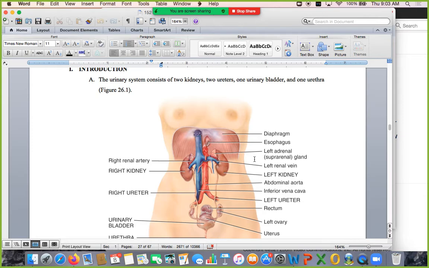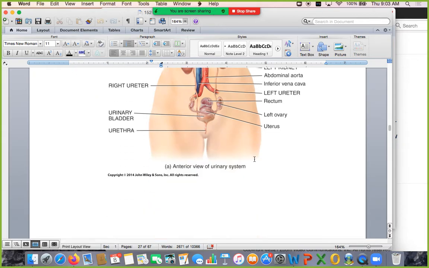Basically, the urinary system consists of kidneys. Each kidney is connected to a ureter. The ureters are both connected to a bladder. So we have 2 kidneys, 2 ureters, 1 urinary bladder, and then 1 urethra for excretion, which is how urine is going to be expelled out of the body.